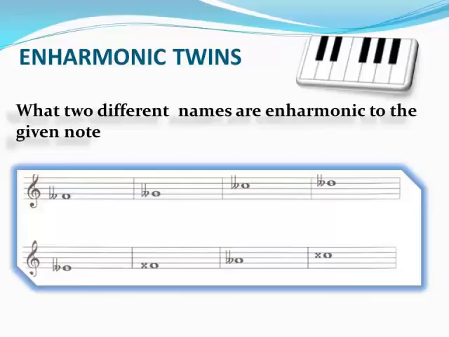In the last example, the enharmonic twin of C double sharp is D. From C, we move up a semitone to C sharp, then another semitone up to C double sharp.